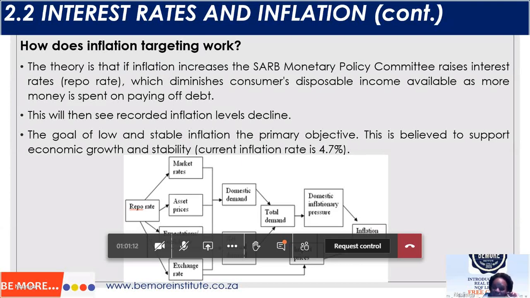This is believed to support economic growth and stability, because when there is economic growth and investors see that there is stability, so they can predict what is going to happen to their investment, that encourages investors to actually invest in that kind of economy. The current inflation rate is sitting at 4.7% in South Africa.